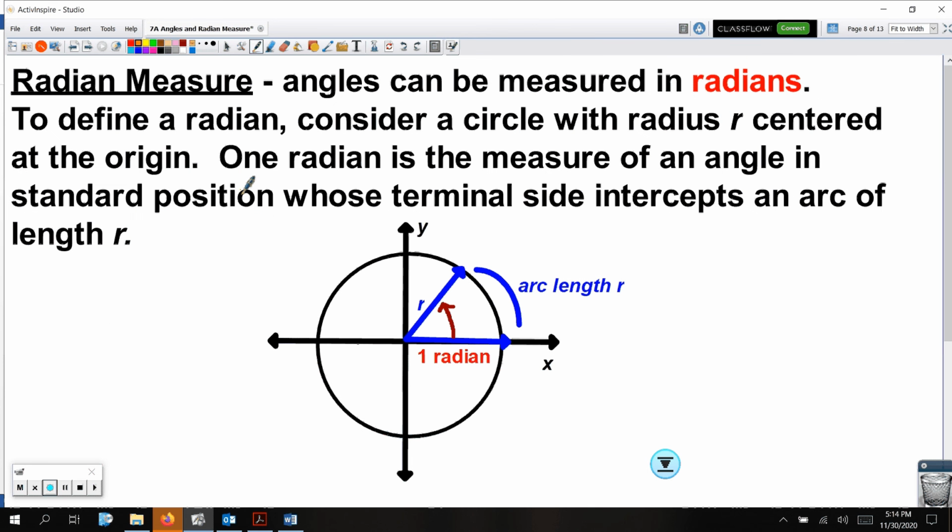All right, radian measure. Angles can be measured in radians. To define a radian, consider a circle with a radius r. Okay, here's my circle on the coordinate plane with radius r, centered at the origin, just like our angles we were drawing. 1 radian is the measure of an angle in standard position whose terminal side intercepts an arc of length r. So this is arc length here.